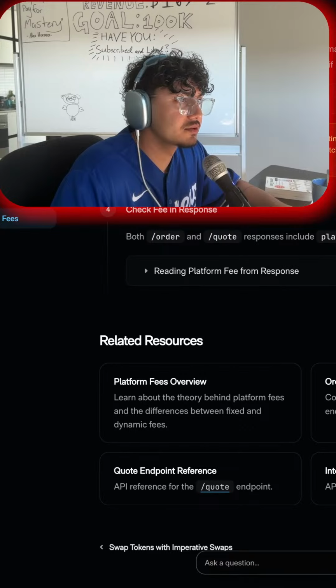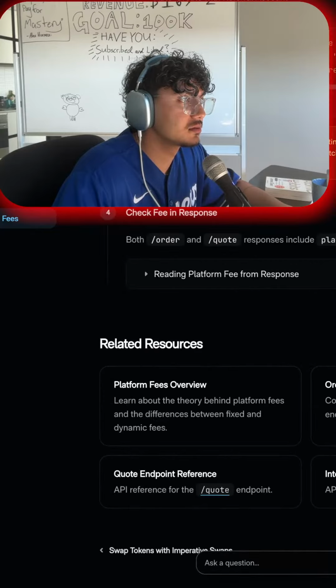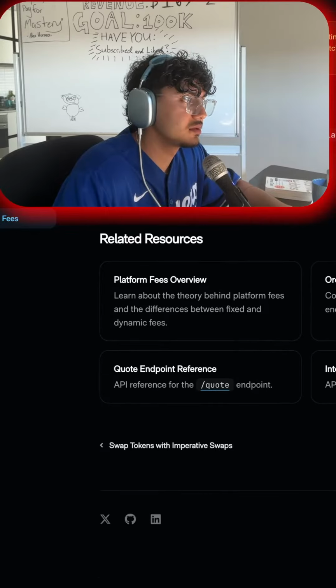Fee account parameter is required. It must match the fee mint. You can use referral account to auto create the fee account if it doesn't exist. Must match the token you're collecting fees in. Your outcome token trades use a settlement mint token account for other trades. Check fee in response. Both order and quote responses include platform fee information.